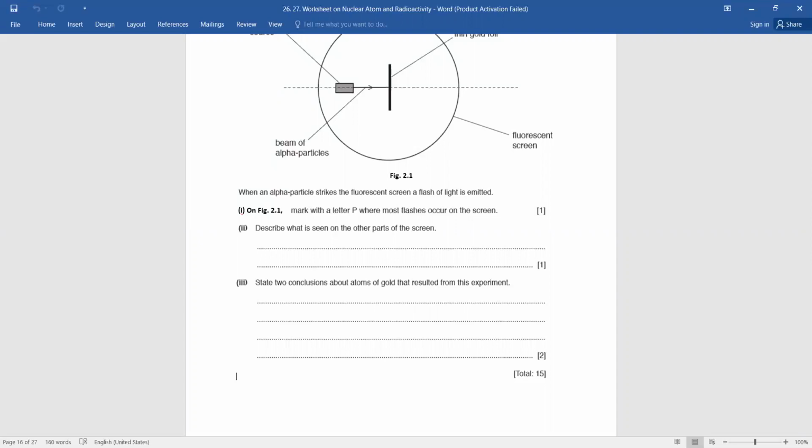Will it also glow up? A few random alpha particles. Yeah, so it will also glow, but is it glowing the way it was at P? No. So how can we write that? Small glows are seen. Yes, small, or you can say fewer flashes, right? Very few flashes. So this is the way we'll write it, okay?